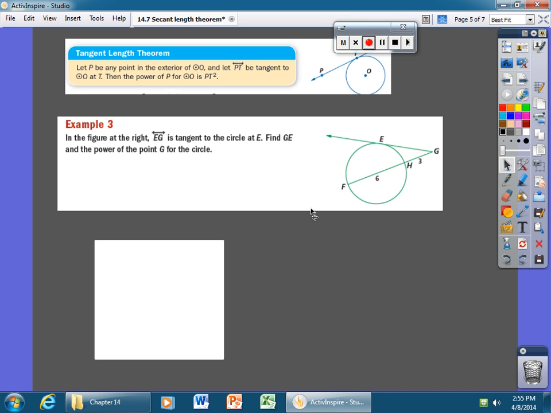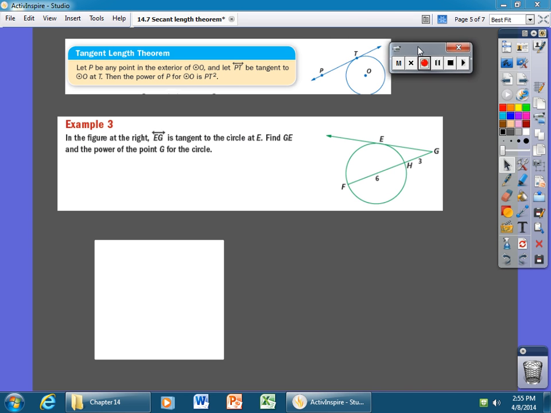Okay, now what if we have a tangent? Can we still use something along the lines of the secant length theorem for a tangent? Yes, we can. It's called the tangent length theorem. With the tangent length theorem, I find the distance from the point to the circle, and I square it. So in other words, it's PT squared.